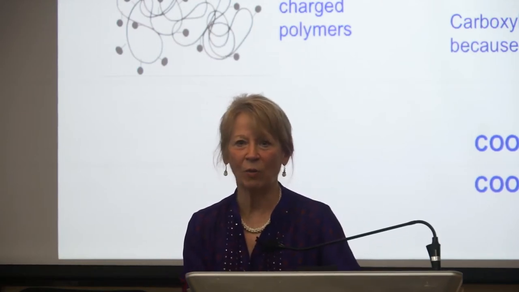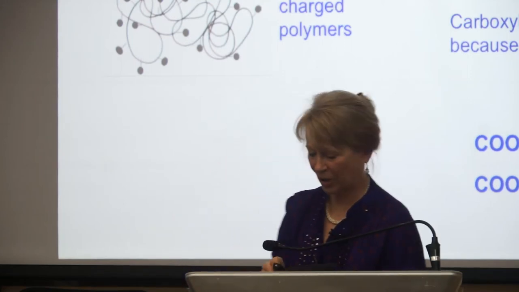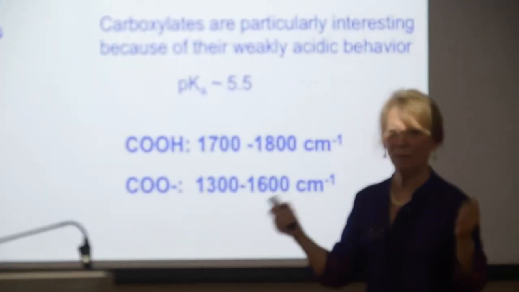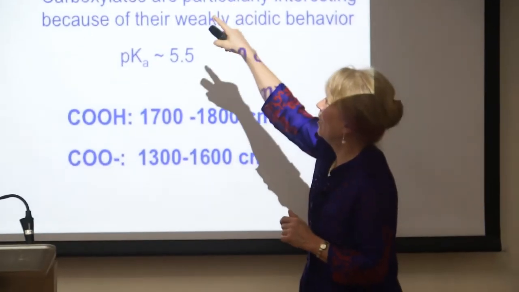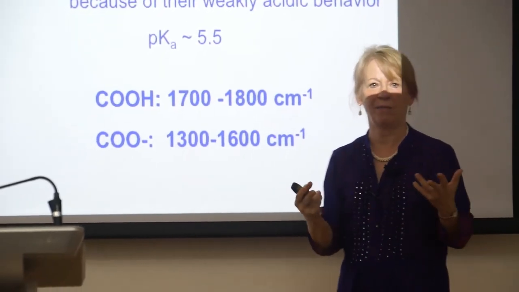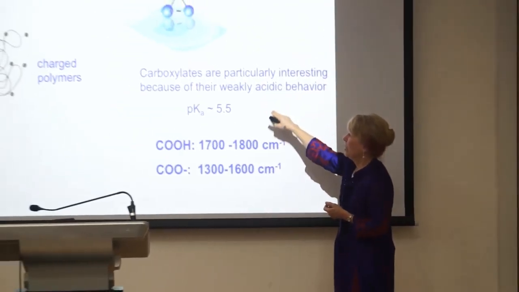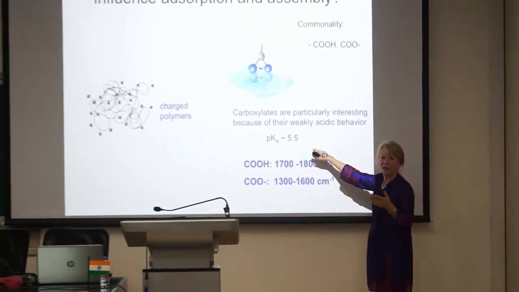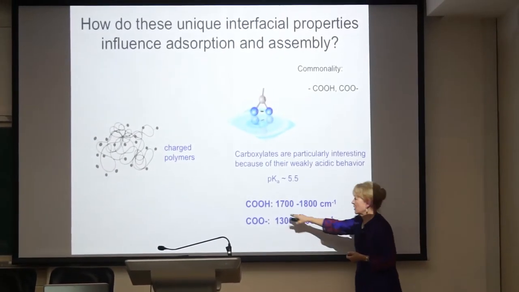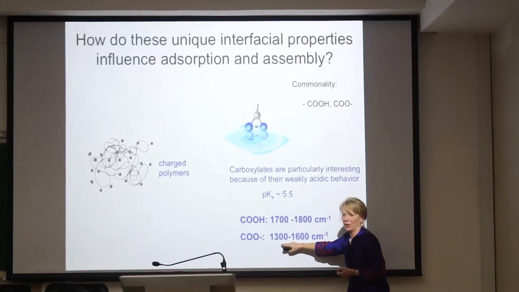Okay, so now we're going to go more complicated, though. I'm jumping right in and let's talk about polymers, because polymers have a lot of important properties anyway. Now, instead of those water bands, we're going to be looking at charged polymers that have a carboxylic acid on them. These polymers have a pKa, so they're going to be protonated or deprotonated, somewhere around 5.5. And these are just the frequencies of the modes that we can pick up.